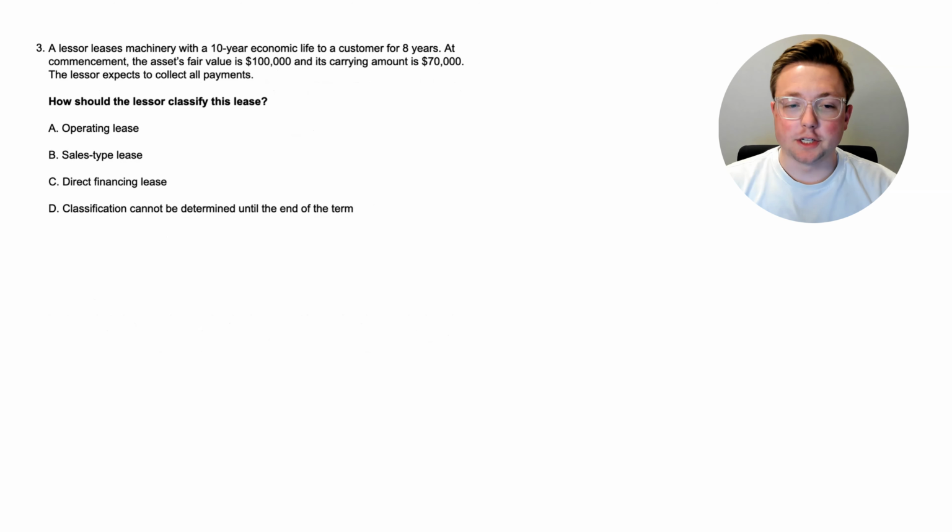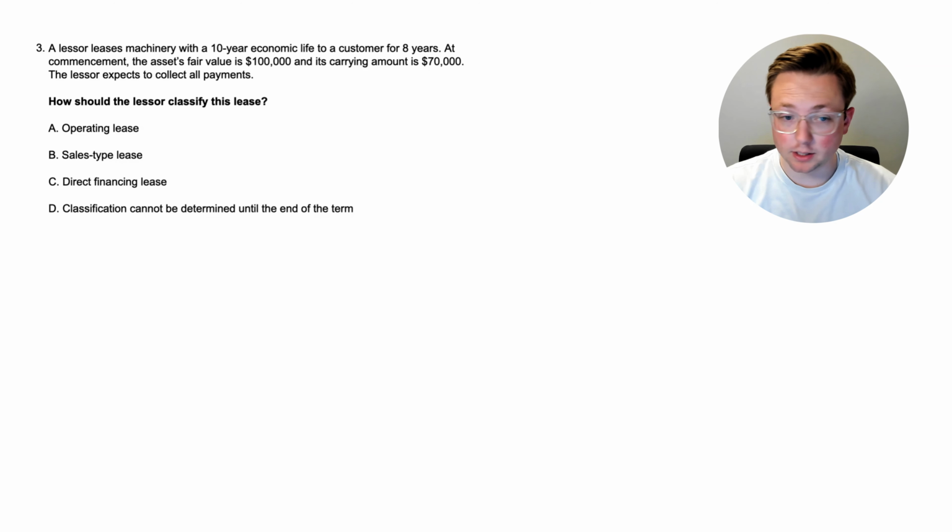All right, here we are at question 3. How should the lessor classify this lease? Let's go up to the top. A lessor leases machinery with a 10-year economic life to a customer for 8 years. At commencement, the asset's fair value is $100,000 and its carrying amount is $70,000. The lessor expects to collect all payments. So how should the lessor classify this lease?